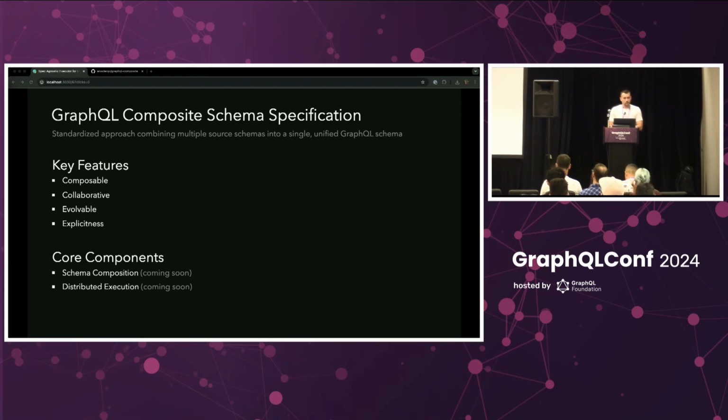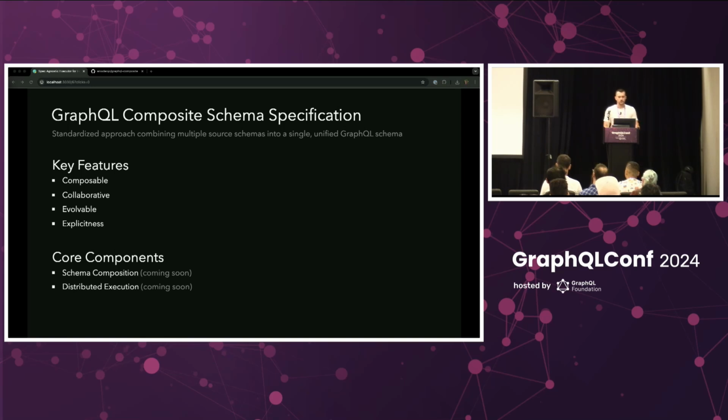It's the official work backed by the GraphQL Foundation. The specification allows us to create a single unified schema by merging multiple source schemas from different services. The unified schema, or the composite schema, appears to the clients just like a regular GraphQL schema. The specification is built on several key design principles that make it highly adaptable and effective for large-scale systems.